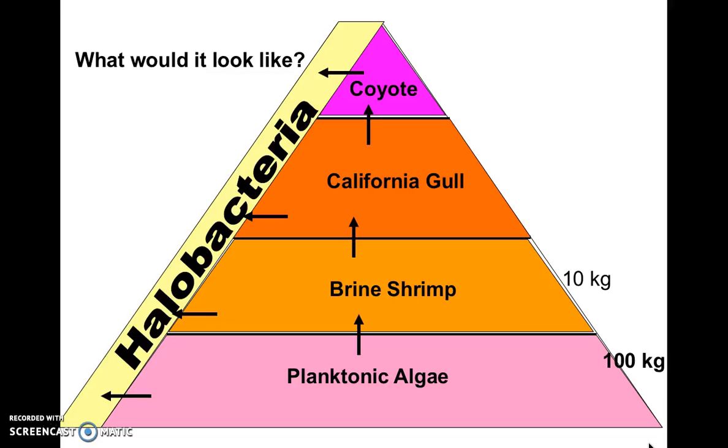So the California gull would get 10% of the energy of the brine shrimp. So that would be 1 kilogram. And the coyote would get 10% of the California gull when I ate it, which is 0.1 gram. So here's what I want you to understand about this. If you are a coyote, you need to eat more California gulls because you are only getting about 0.1% energy level from that California gull.